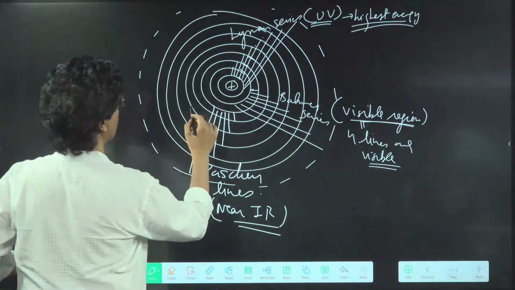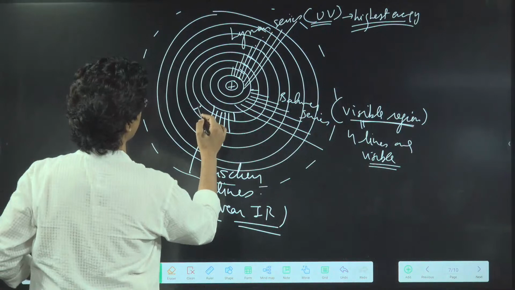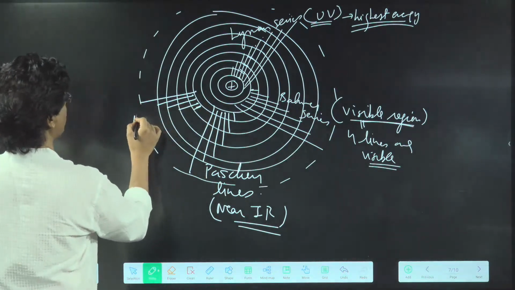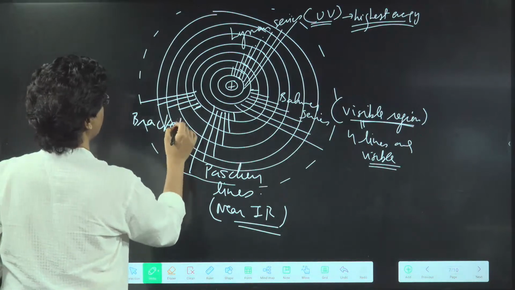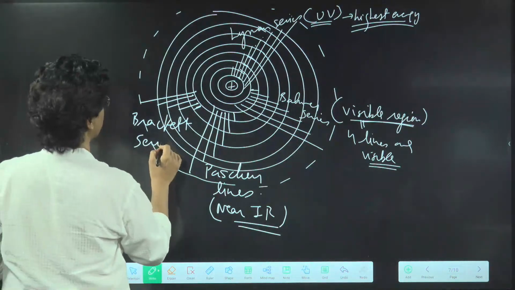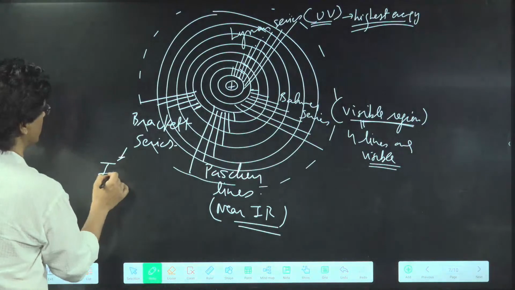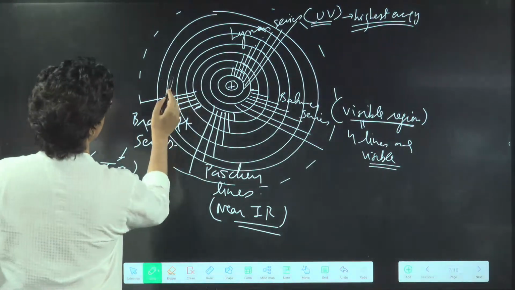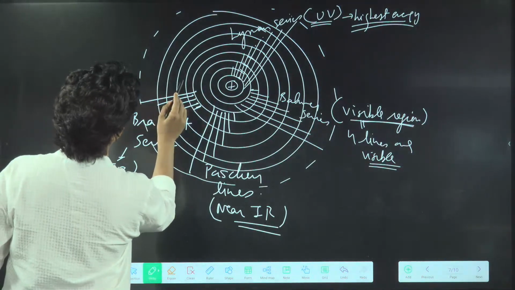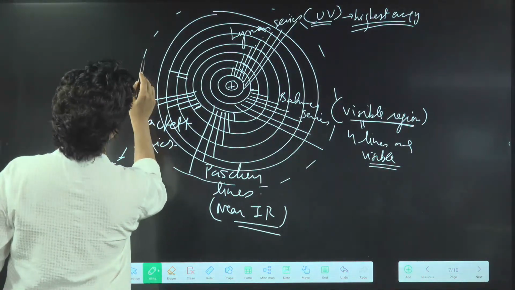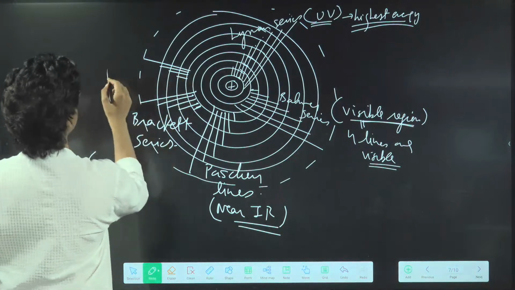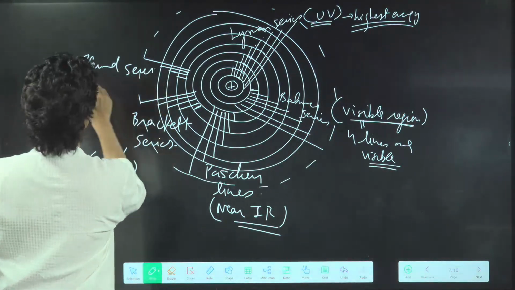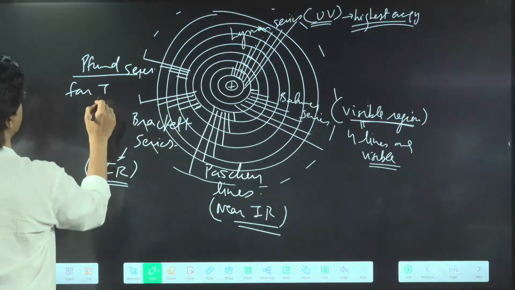Similarly, if an electron jumps from anywhere directly to orbit number 4, they will form the Brackett series, and they will be called infrared region. Similarly, if directly to orbit number 5 from anywhere, they will form the Pfund series, and they'll be called far infrared.